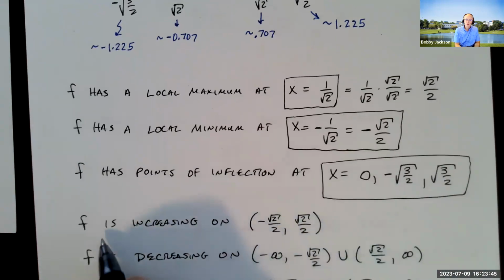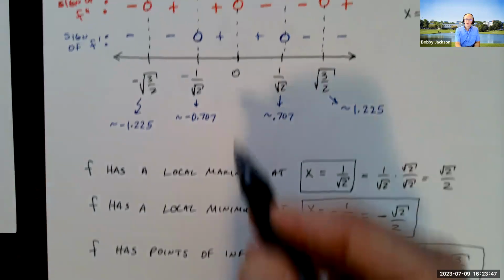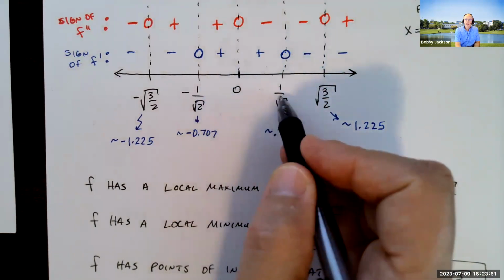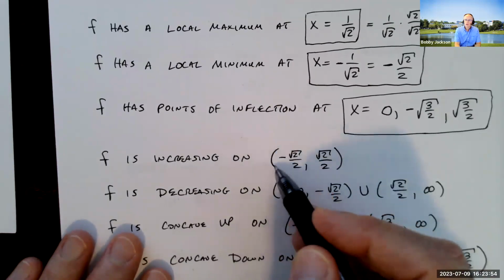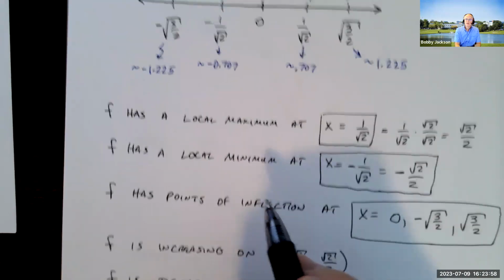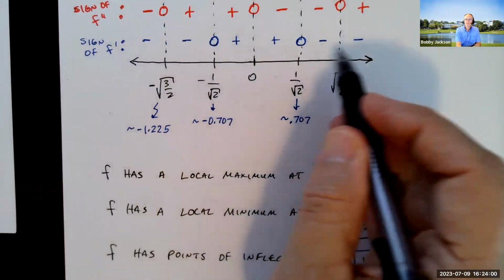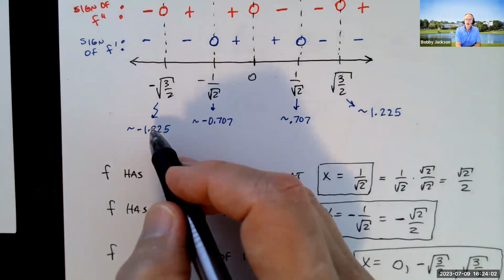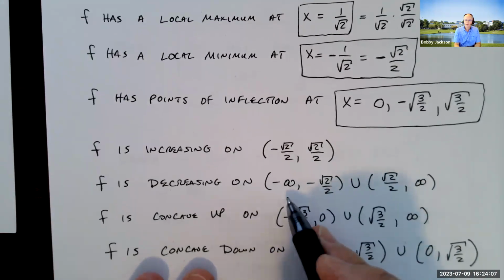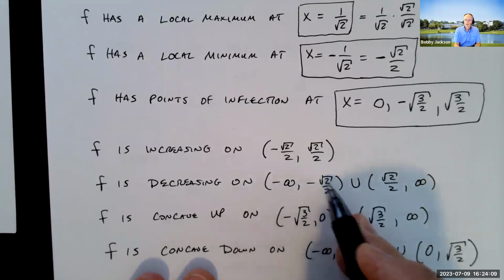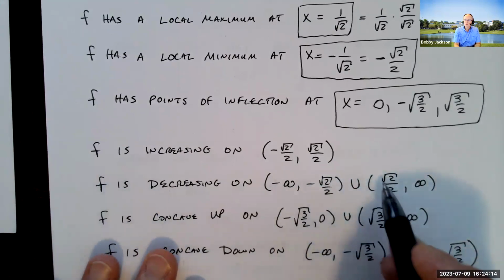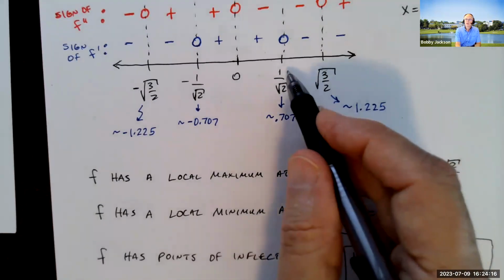Okay, now where is the function increasing? Where the derivative is positive here. So between these two values, and you want to use the exact values. So in interval notation, this is the interval it's increasing. It's decreasing where that first derivative is negative. And so for values less than negative 1 over square root of 2, so negative infinity to negative square root of 2 over 2, or 1 over square root of 2, either way. And then what? From square root of 2 over 2 to infinity, right?